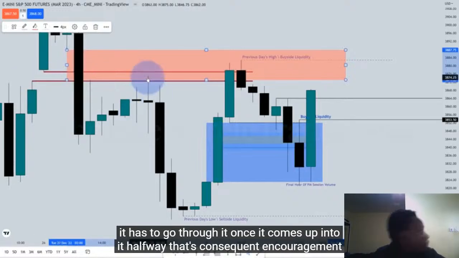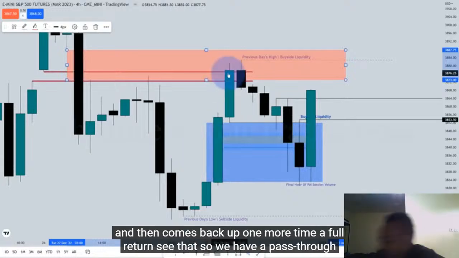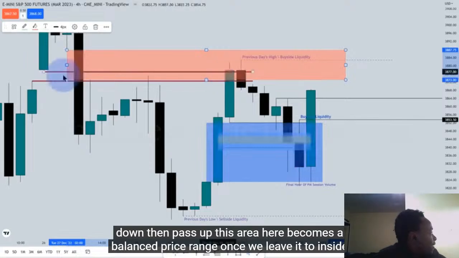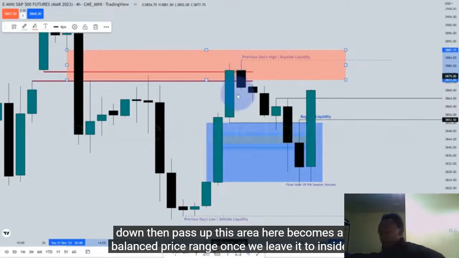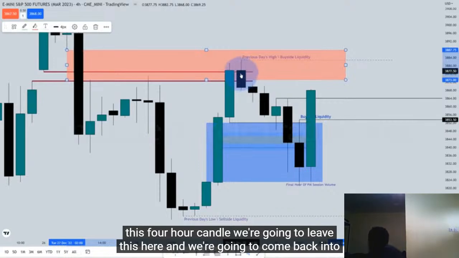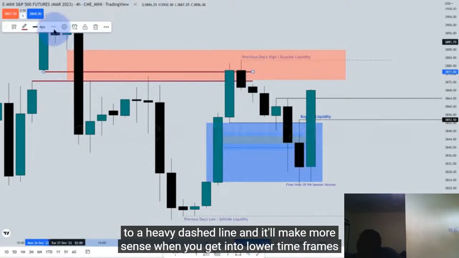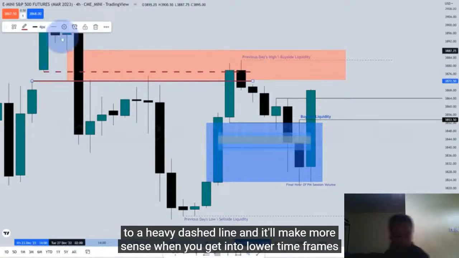It comes up into it halfway. That's consequent encroachment. And then comes back up one full return. See that? We have a pass through down and pass up. This area here becomes a balanced price range once we leave it. So inside this 4-hour candle, we're going to leave this here. We're going to come back into it with a lower time frame. But just note that these levels here, in fact, let's change it to a heavy dashed line. And it'll make more sense when we get a lower time frame.